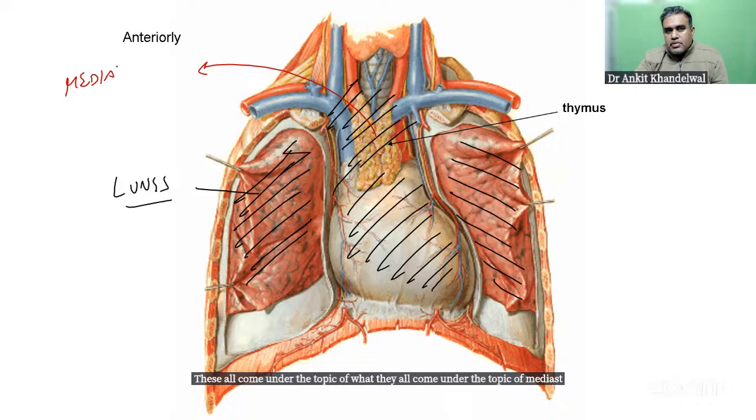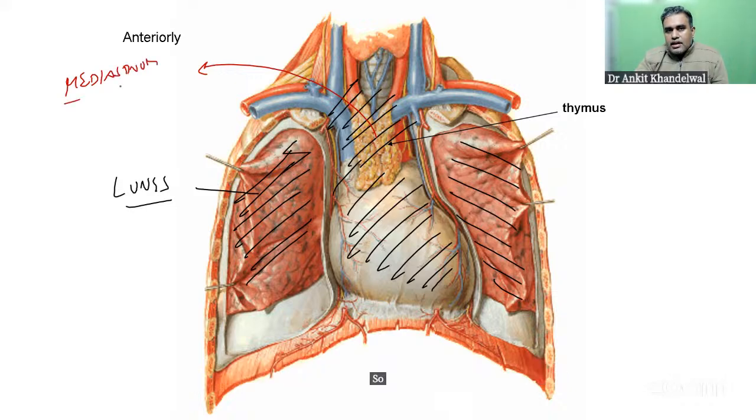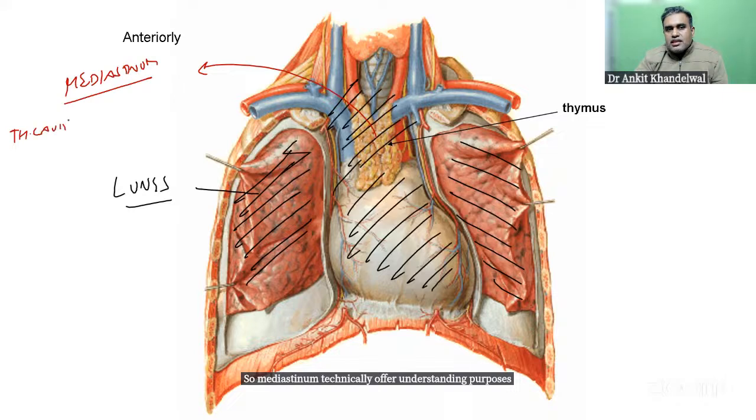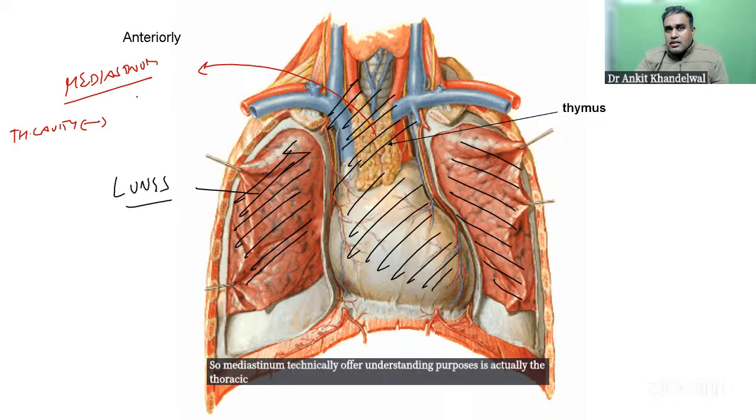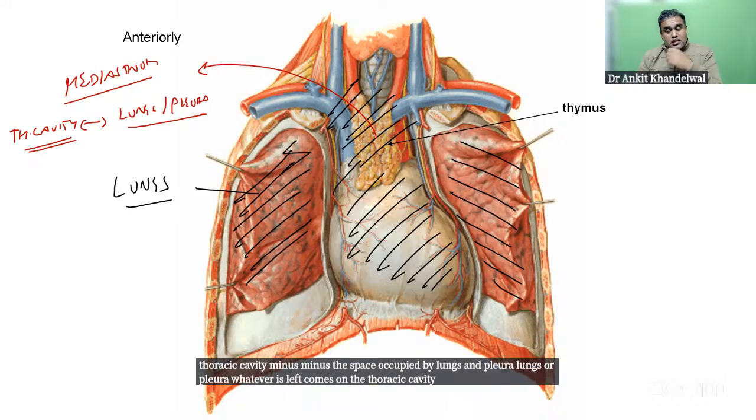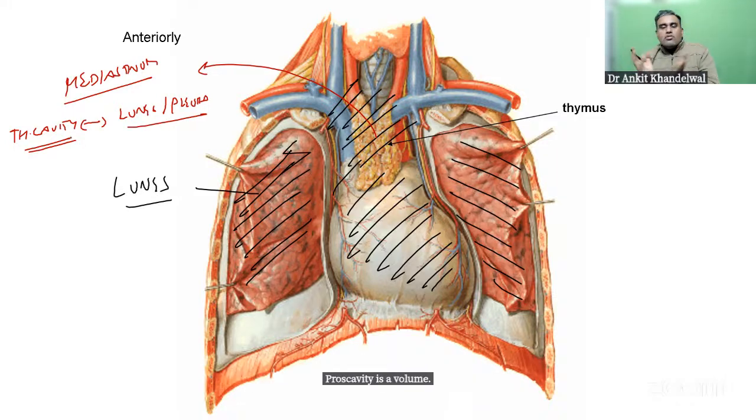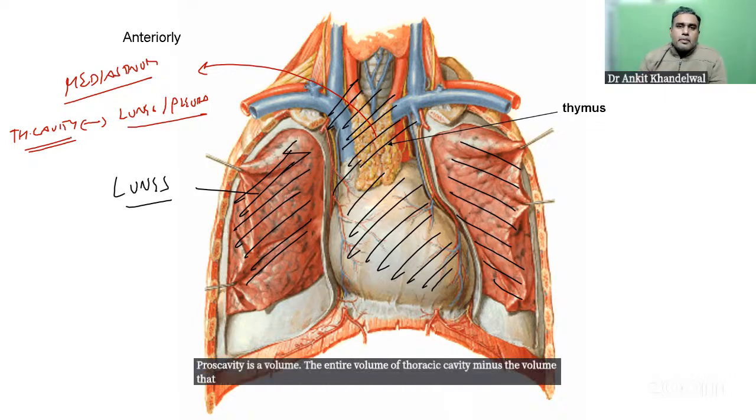Simple as that. So mediastinum, technically, or for understanding purposes, is actually the thoracic cavity minus the space occupied by lungs and pleura. Whatever is left of the thoracic cavity comes under the mediastinum. Thoracic cavity is a volume. So the entire volume of thoracic cavity minus the volume that is taken up by the lungs and pleura.